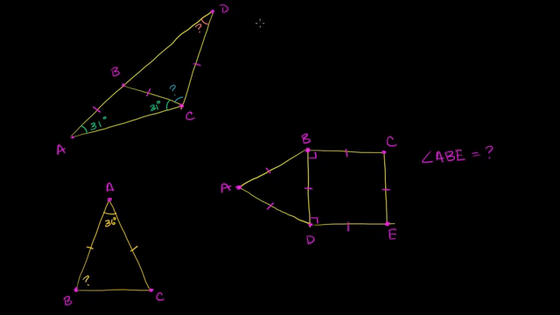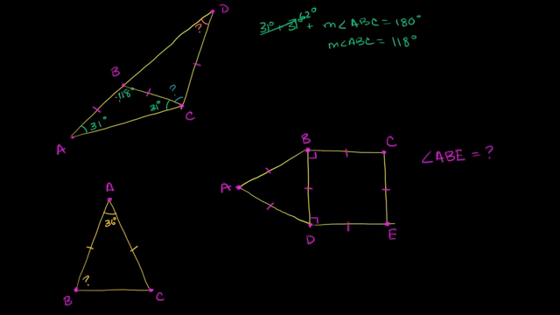So we could say 31 degrees plus 31 degrees plus the measure of angle ABC is equal to 180 degrees. This right here is 62 degrees. You subtract 62 from both sides, you get the measure of angle ABC is equal to, let's see, 180 minus 60 would be 120. You subtract another 2, you get 118 degrees. So this angle right over here is 118 degrees.